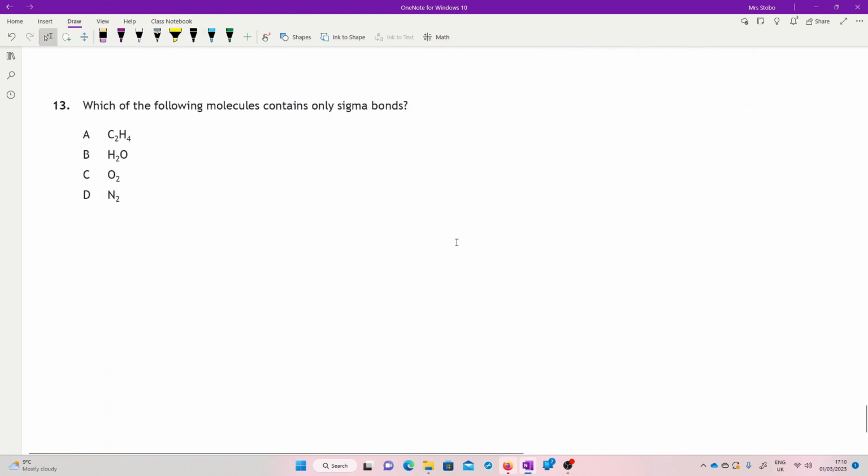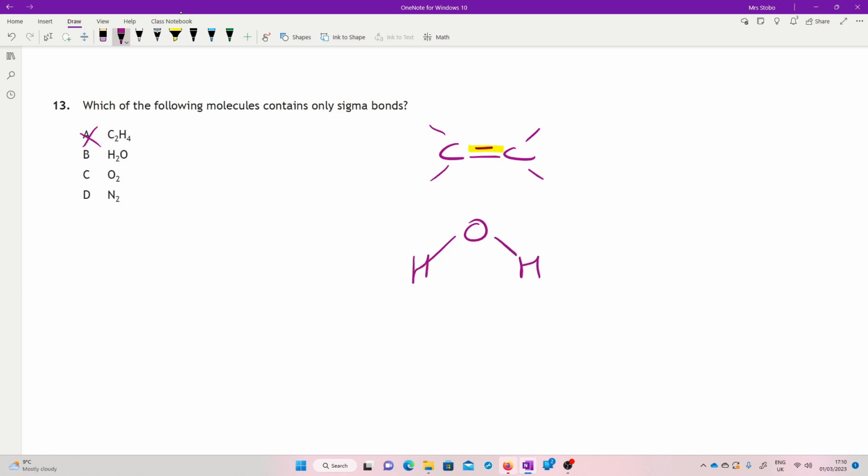Last one on this page. Which of the following molecules contains only sigma bonds? It's a little bit of work, but basically we're just looking for single bonds. Which ones are all single? The first one is definitely not. I have a pi bond in here, so get rid of that one. Water is working out nicely for me. And just to be clear, oxygen is that, and nitrogen is that. So for only sigma bonds, just water.